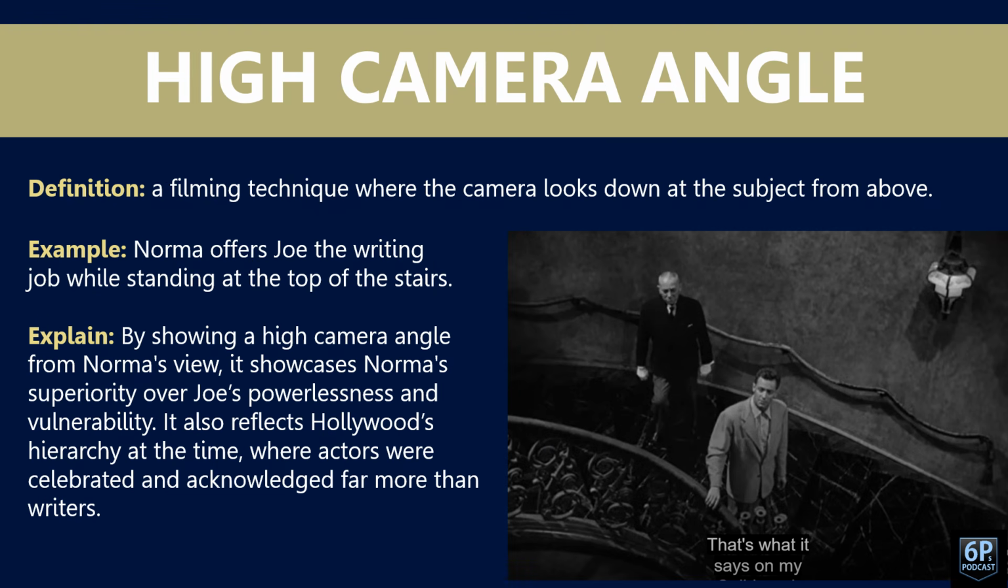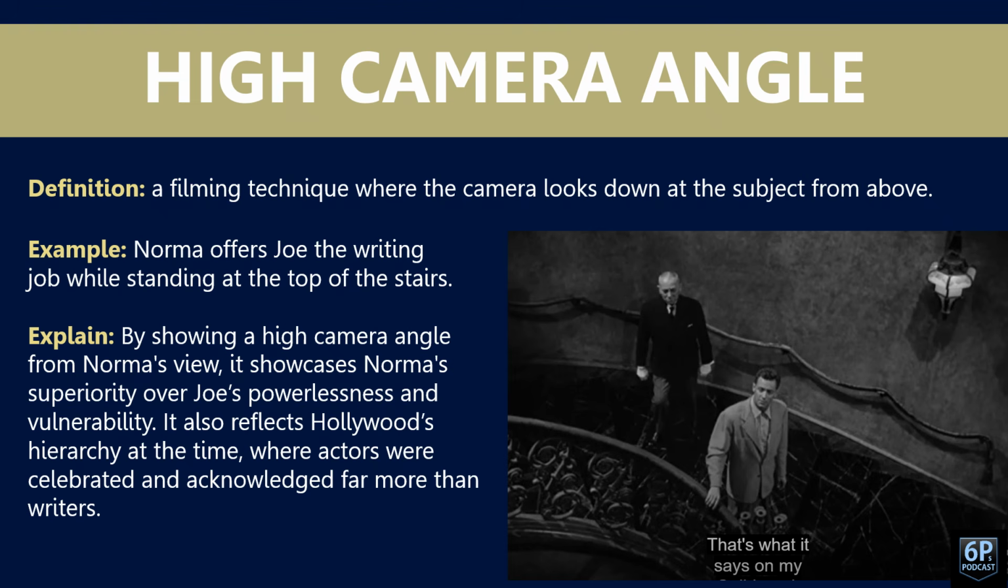I mentioned high camera angles before. High camera angles is obviously when the camera looks down on the subject from above. So it's filmed from up on high. So if you're not too sure about high camera angles and low camera angles, just think, where is the camera located? Okay, high camera angles up high, we're looking down on the characters.